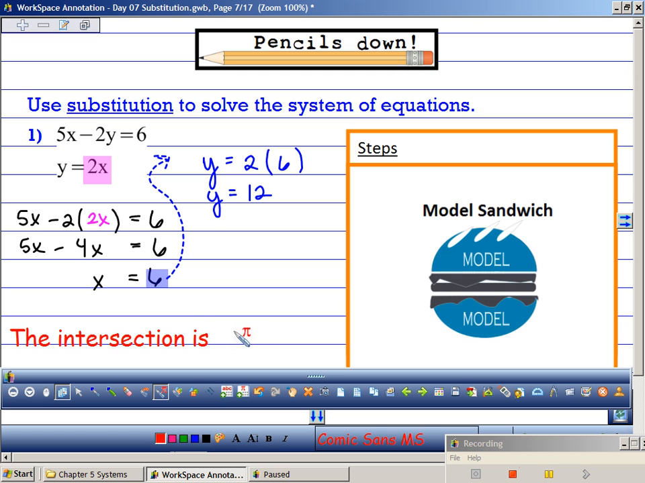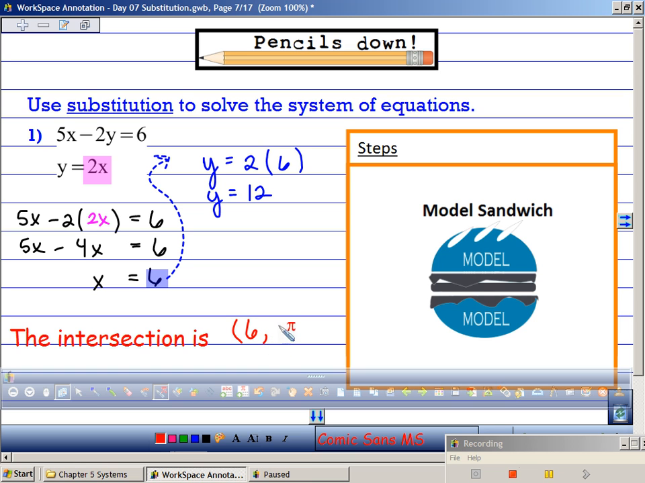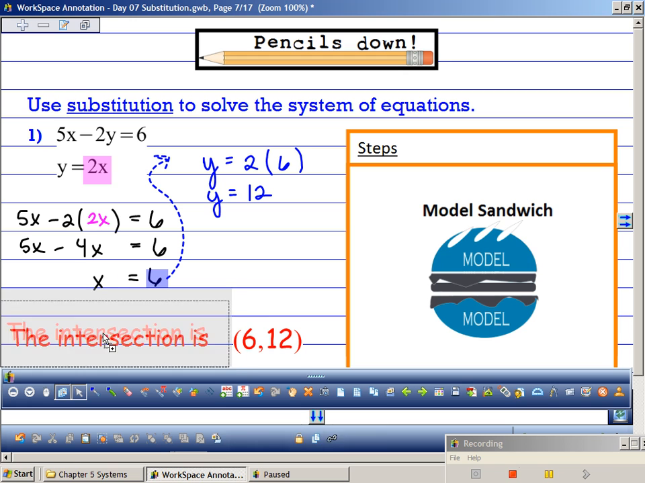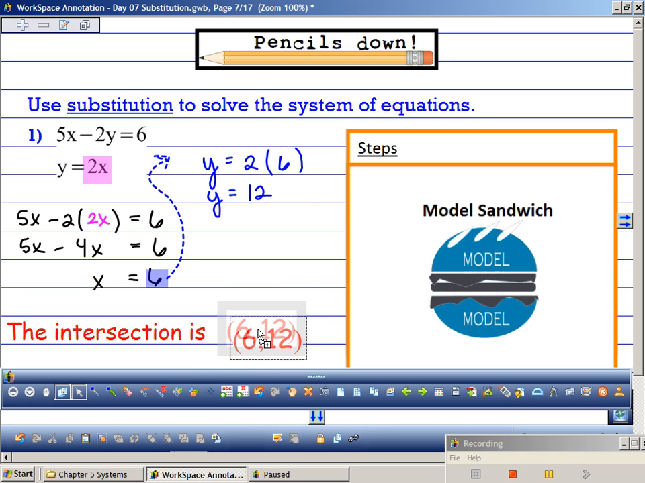So the intersection is what? What's my intersection? 6, 12. Yes, you need to do it on tonight's homework.